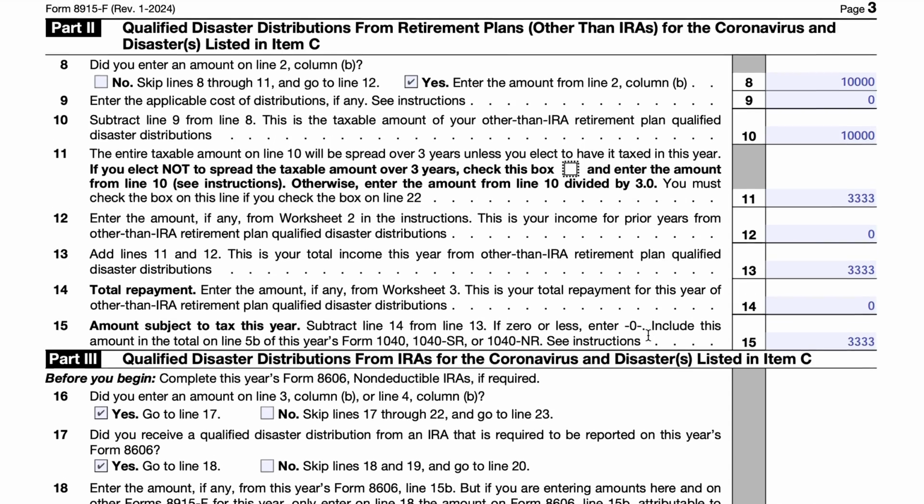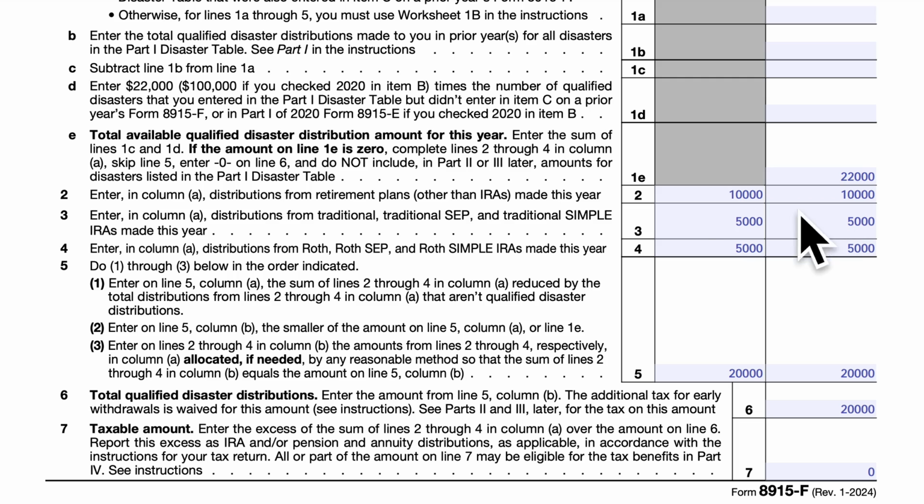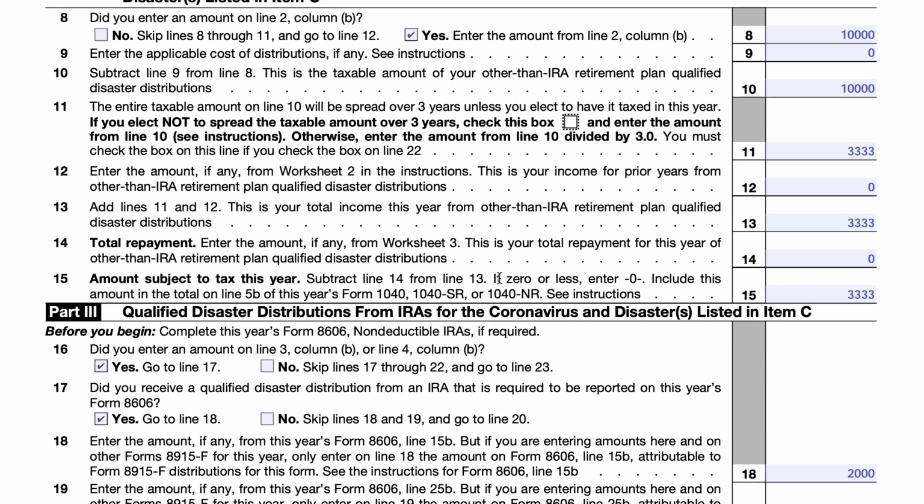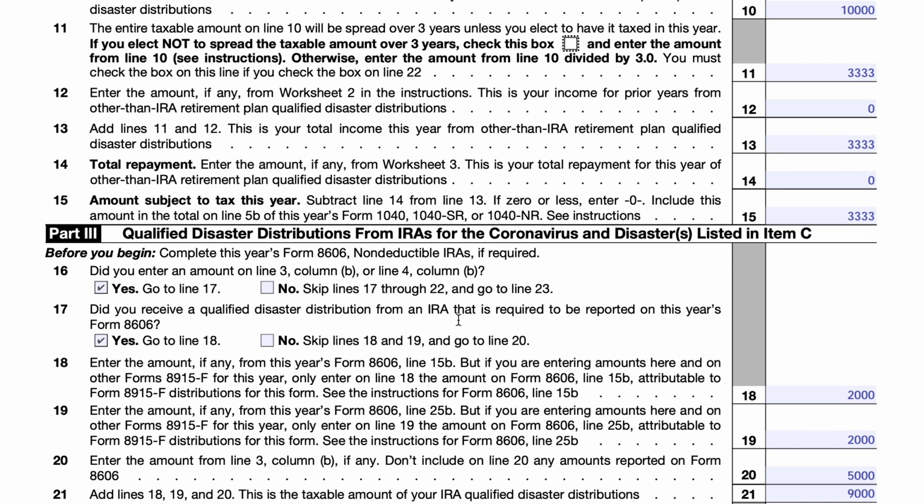So let's go back to line 3, column B. That would be your traditional IRA, SEP, or SIMPLE IRAs. We did put some figures in there. And line 4, column B, is for Roth accounts: Roth SEP, Roth IRAs, and Roth SIMPLE IRAs. So we did receive a qualified disaster distribution from an IRA that's reported on this year's 8606. So we're going to go ahead and enter that amount. In this case, we're looking at John Doe's Form 8606, line 15B. This would be the distribution for his traditional IRA, I believe.